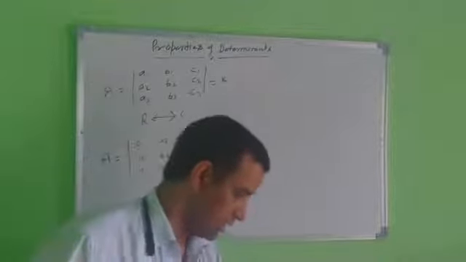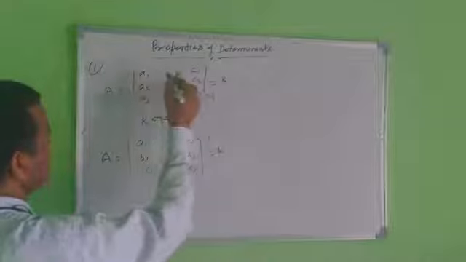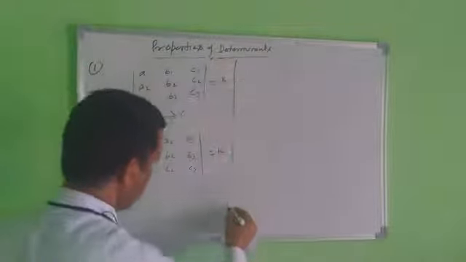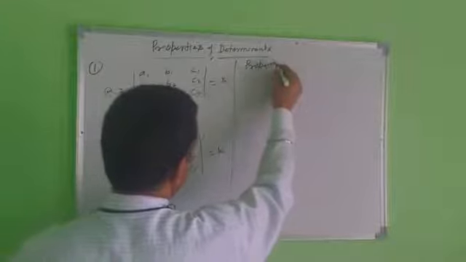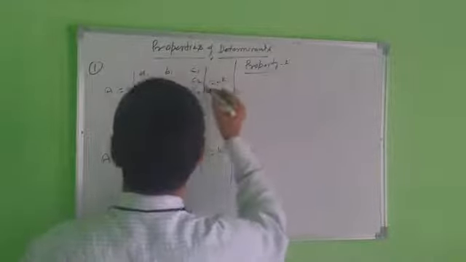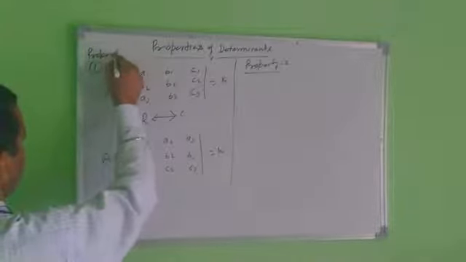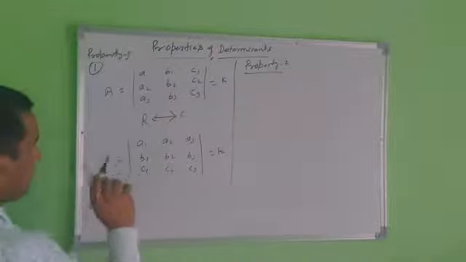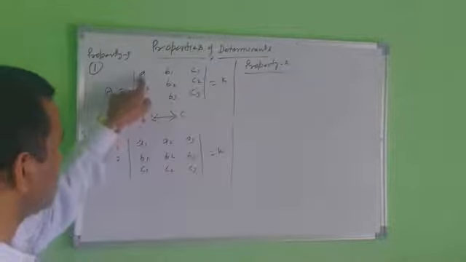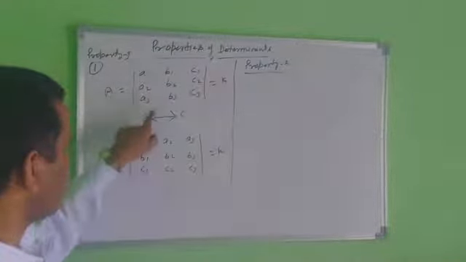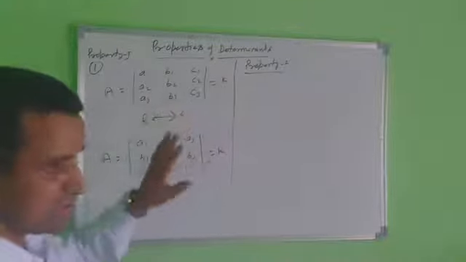Now look here, property number second. This one was property number first, and after that we discuss property number second. The first property says when complete rows convert to complete columns, first row to first column, second row to second column, third row to third column, then the value of the determinant is unchanged.